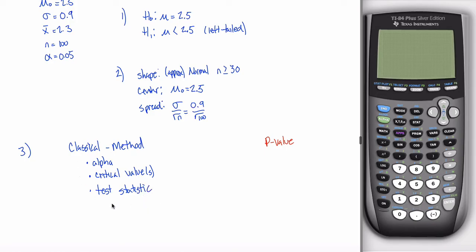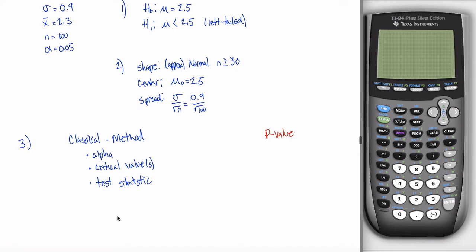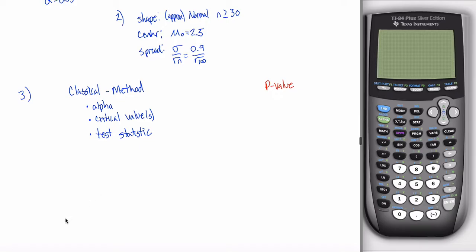So early on especially, I'll prompt you to make sure you tell me all 3 of these. But going forward, it'll just be known that when you're doing the classical method of hypothesis testing, your picture should include these 3 things. So how do you do it? How do you draw your picture?